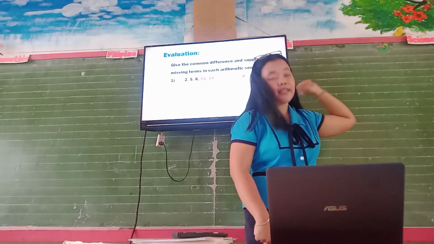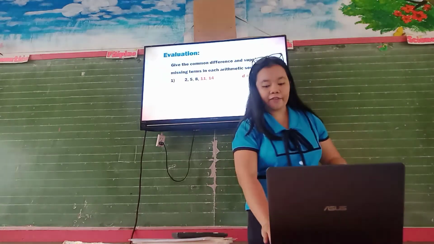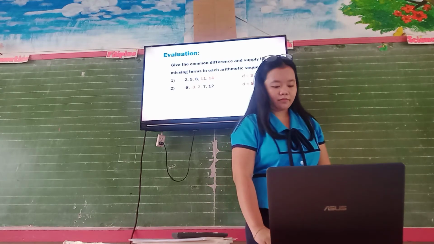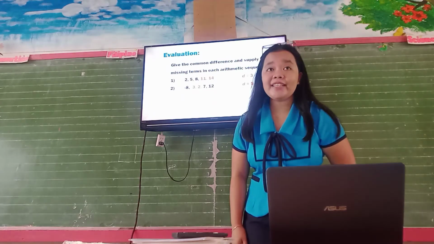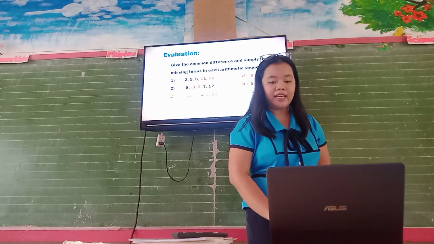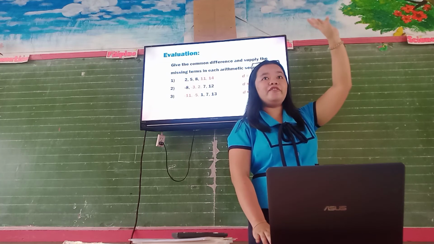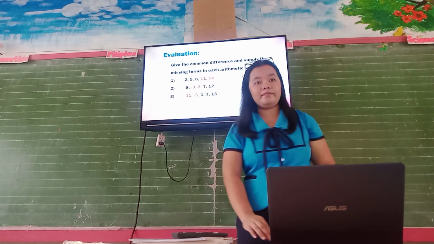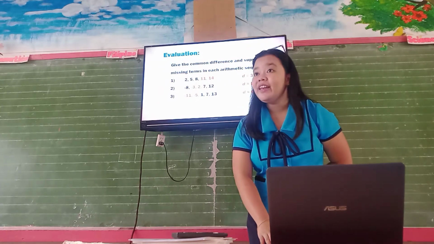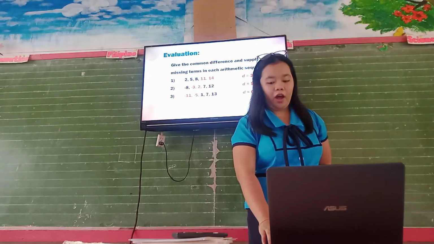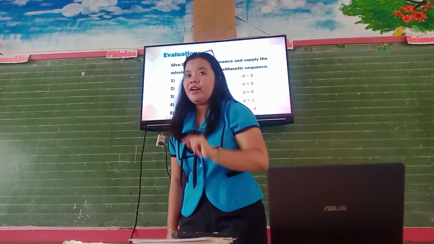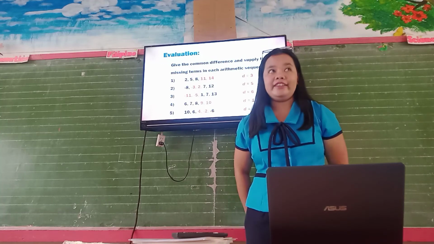Yes, the common difference is 5, and the missing terms are -3 and 2. Very good. How about the third one? Yes, the missing terms are -11 and -5, and the common difference is 6. Okay, how about the fourth one? Who would like to try? Yes, the common difference is 1, and the missing terms are 9 and 10. How about the last? Yes, the common difference is -4, and the missing terms are 4 and -2.